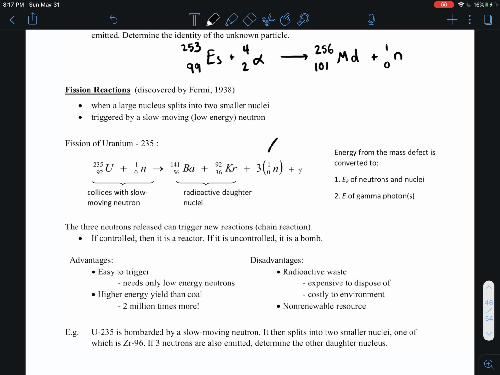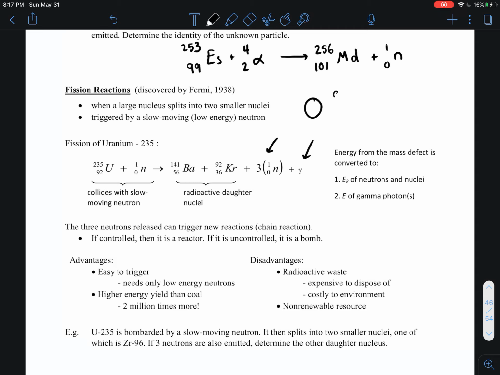So the way we're going to show that it's going to be multiples, we're just going to use brackets here to show that there are now 3 of these neutrons. And then it also looks like there's going to be some extra gamma radiation. Sometimes we just say energy. In this case, that energy could be in the form of a gamma. The 3 neutrons can then trigger new reactions. This is a chain reaction. So what I want you to imagine is that here we have one object here, and then it breaks.